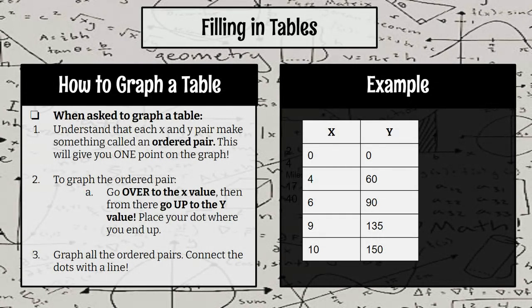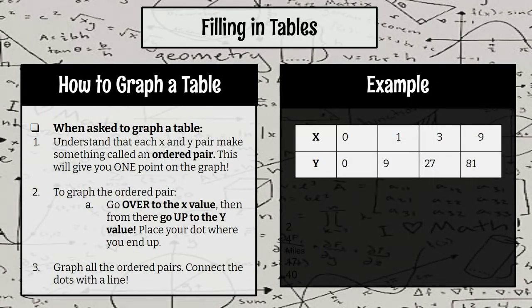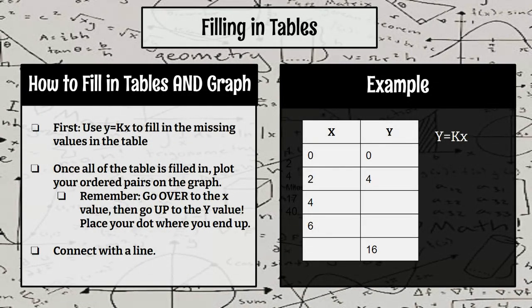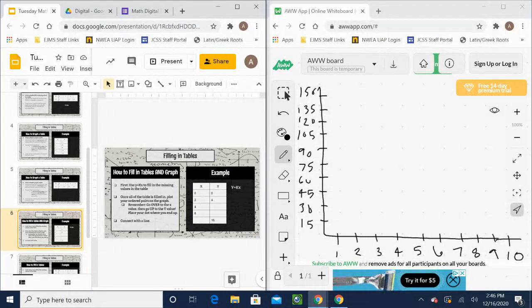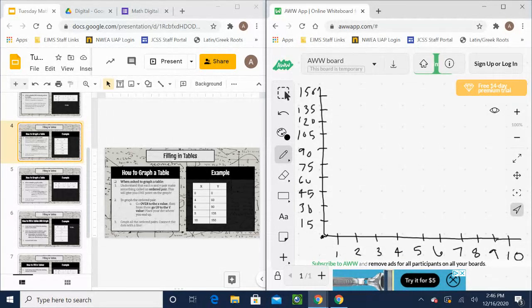And then the last thing that you're going to do is graph all your ordered pairs and then connect the dots with a line. Okay, so if I look at my graph, which is not very pretty, but it does the trick, I'm going to start graphing these ordered pairs that it gives me in that table. Okay, so the first one that it gives me is 0, 0. So if I use my rule going over to the X value, well, I'm going to go over to 0, which is right on 0. And then I'm going to go up 0. So I just end up right there.